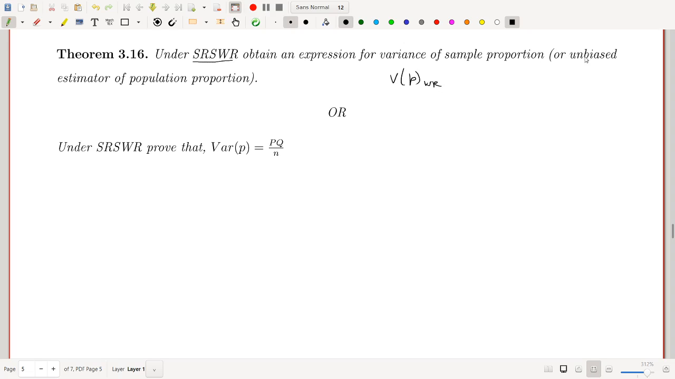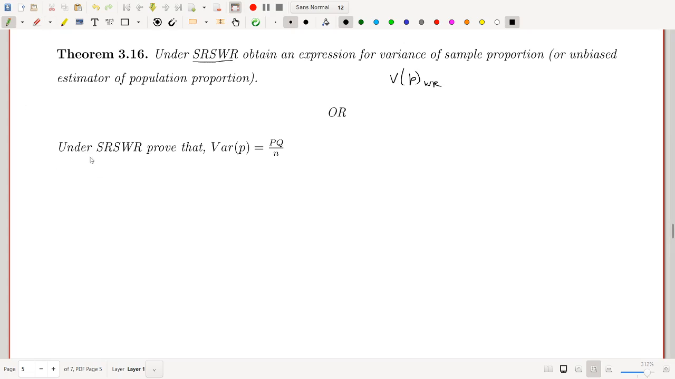Now the sample proportion is an unbiased estimator of the population proportion, so this theorem may be asked like this also: under SRSWR, obtain an expression for the variance of the unbiased estimator of the population proportion. This small p is the unbiased estimator of the population proportion; the sample proportion is small p.